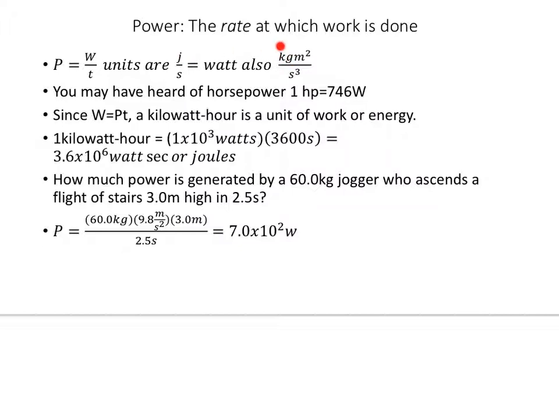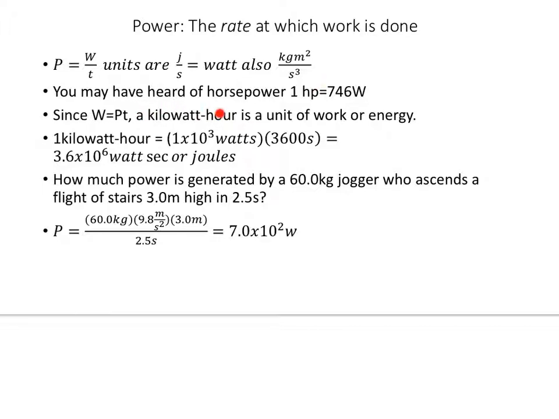Power is the rate at which work is done. And anytime you've got that word rate in there, there's going to be time. So power is equal to work, W, divided by t. Units for power are joules per second, and a joule per second is defined as a watt, and a watt can also be expressed as a kilogram meter squared over second cubed. So it's essentially kilogram meter squared per second squared, which was the joule, divided by a second. So that's where the second cubed comes in.